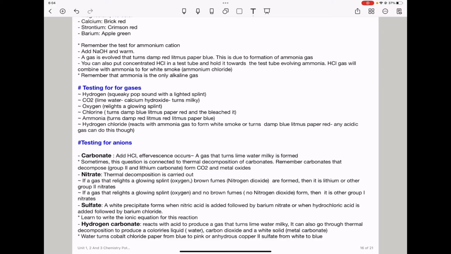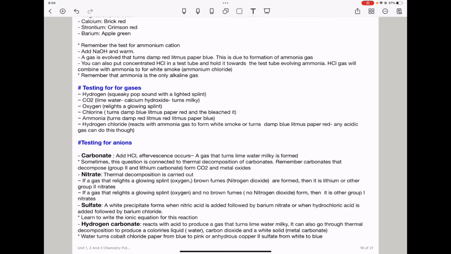Moving on to sulfates. A white precipitate forms when nitric acid is added to the sample followed by barium nitrate, or when hydrochloric acid is added followed by barium chloride. You need to learn how to write the ionic equation for this reaction, and they could ask you for the reason as to why they added the acid first for both methods.